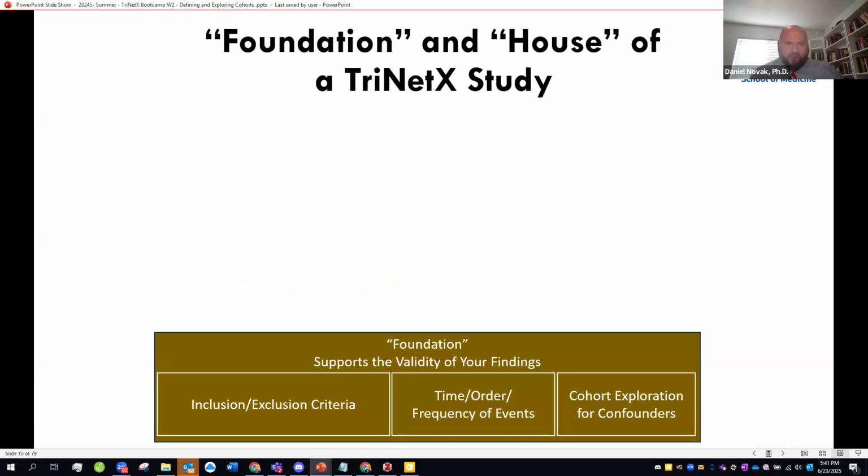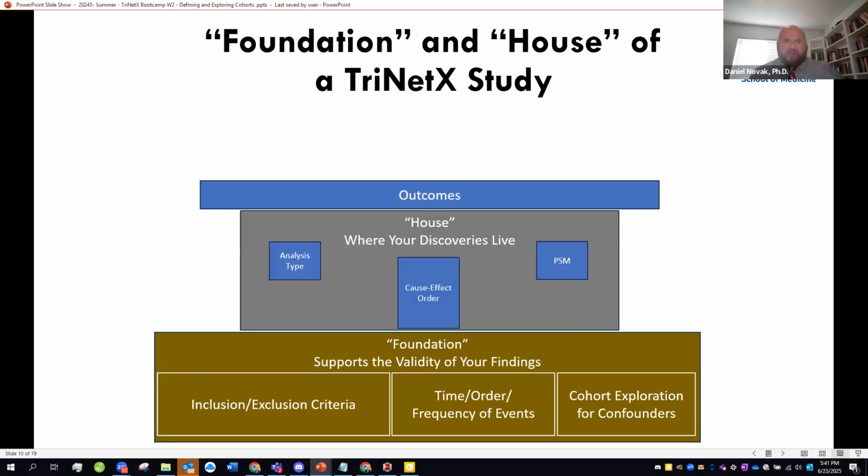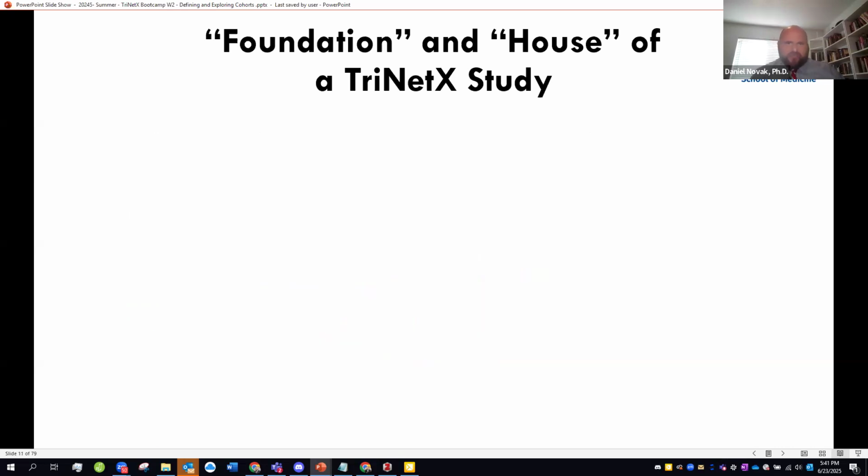And again, we're working right now on our foundation so that when you build your house, your study on top of that foundation, you have your confounders identified, your time and order events, and your inclusion and exclusion criteria crystal clear to help you answer your important research question.